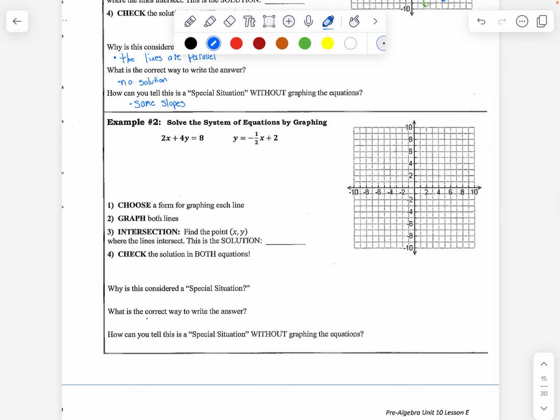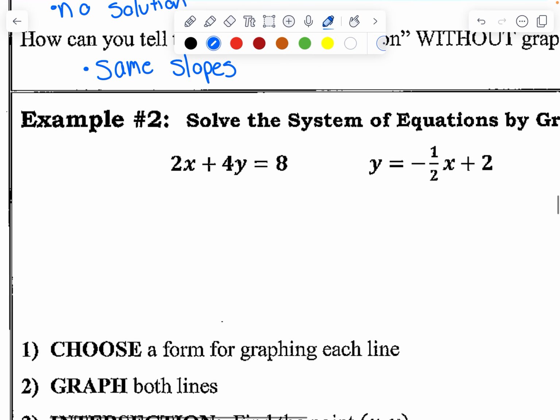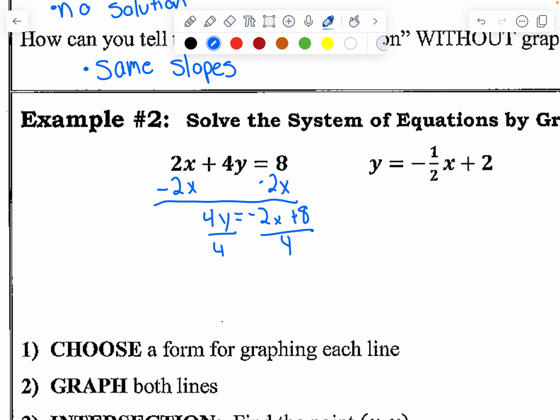So I'm going to have you guys go ahead and pause the video, try to do this next one, and see what you can figure out here. Alrighty, so if you would pause the video and you could solve this to put it in slope-intercept form, this would be 4y equals -2x plus 8. Divide both sides by 4. y is going to equal -1/2 x plus 2.